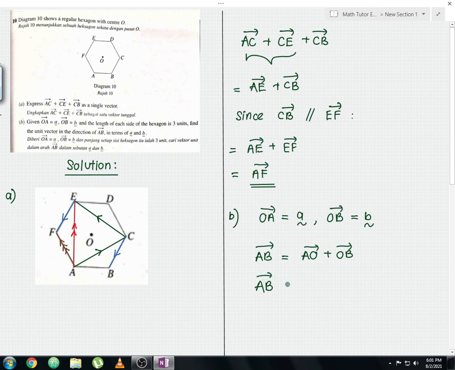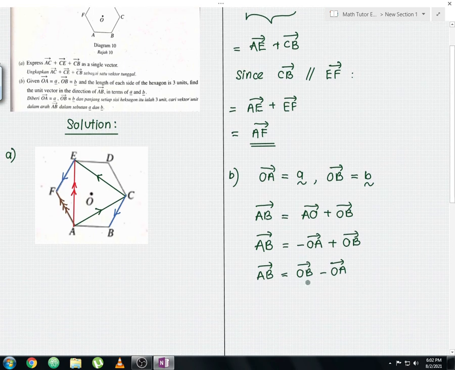Vector AO can also be equal to negative vector OA, plus vector OB. You can also write your vector in this way, where your vector AB will be equal to vector OB minus vector OA. By the way, I'm showing this extra step in case you don't know how to convert vector AO to OA. I hope you understand the working that I've shown to you. So in the question, vector OB is given as component B, vector OA is given as component A. So from here, you know that your vector AB is equal to component B minus component A. So this is your first step.